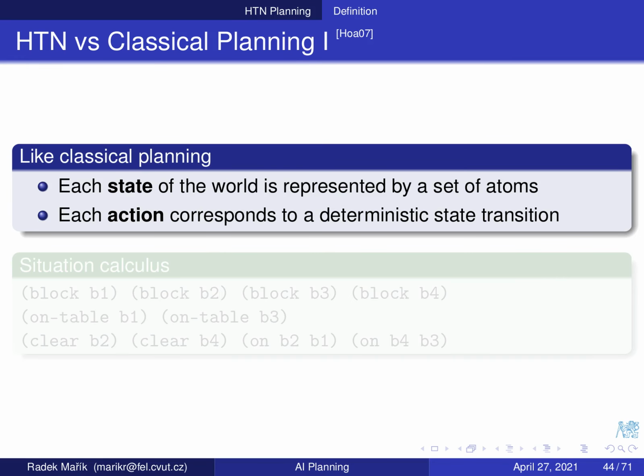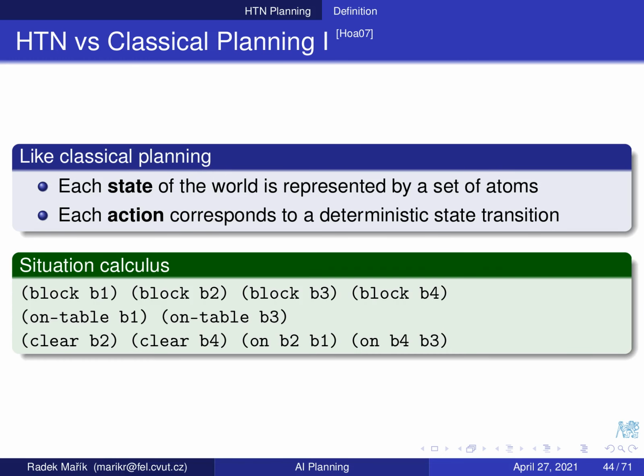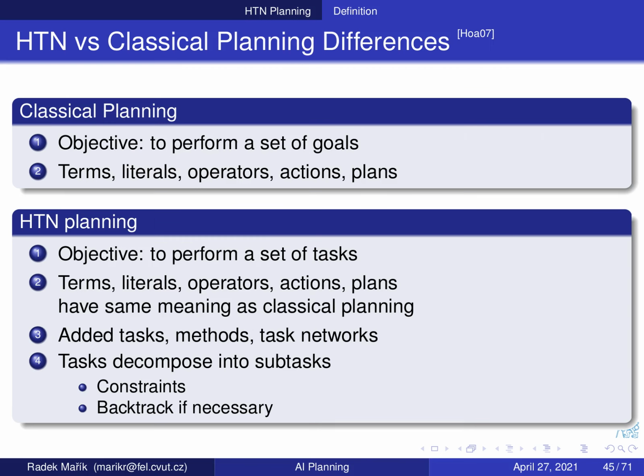In classical planning, you use the same kind of states, that means states of the world represented as a set of atoms, and actions that correspond to deterministic state transitions. So basically, you describe what is available on the scene in the state. In classical planning, the objective is to create, step by step, a goal, and you have terms, literals, operators, and actions resulting in plans.